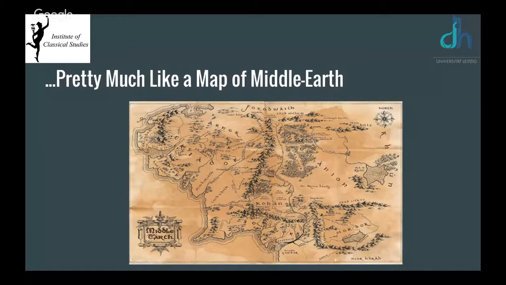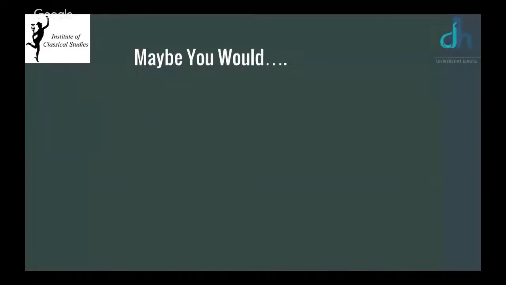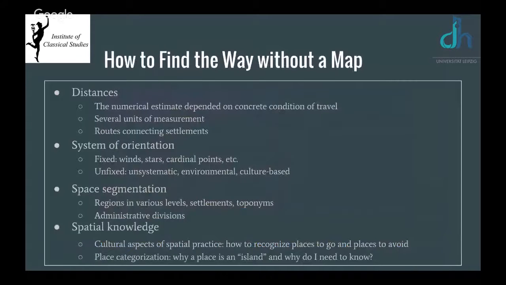in that space. So, would you consider traveling in Pittsburgh, for example, with a map that bears the same cartographic conventions? And this is actually a map that a user on Reddit reproduced by using the same conventions that Tolkien used. Maybe you would. At one point, you probably need Google Maps telling you where to turn left, because that is obviously not enough for you to move across space.